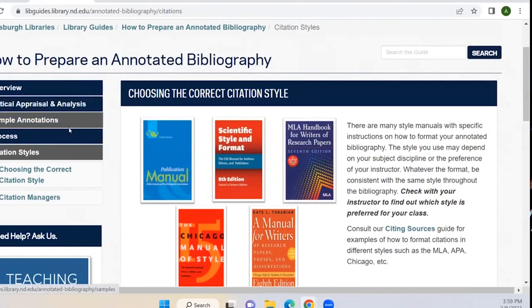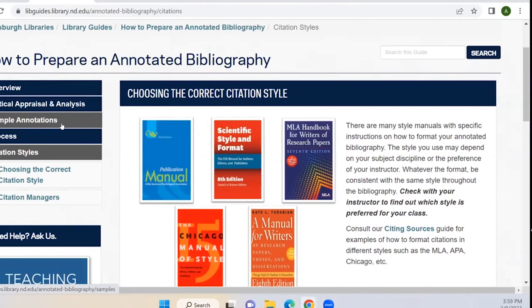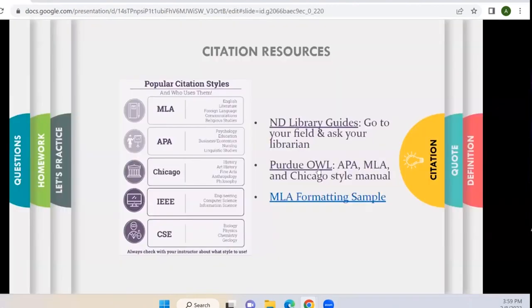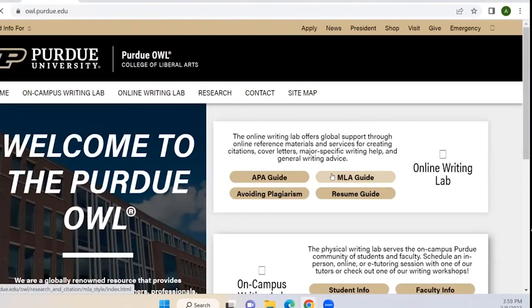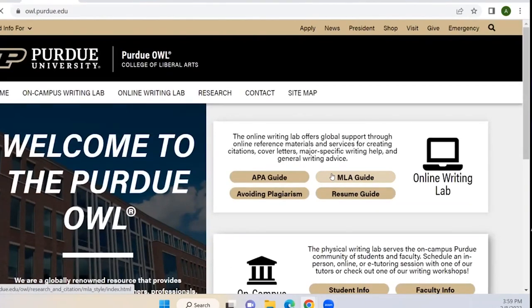And you can have a look at samples also, of how things from your discipline, from your field, are cited through the ND library website. Also, I have attached in the slide Purdue's citation manual. Here you can find the APA guide or MLA guide, and how to cite the author's name and which edition. It depends from journal to journal.